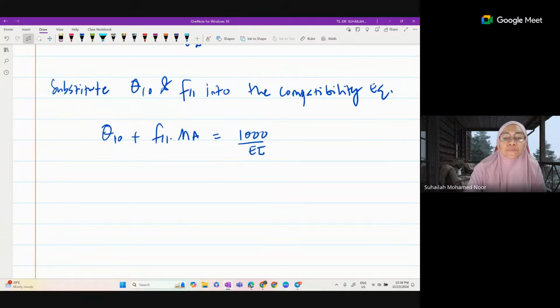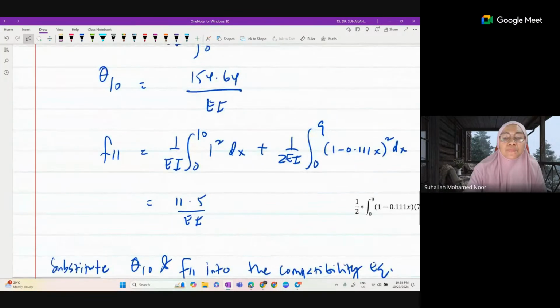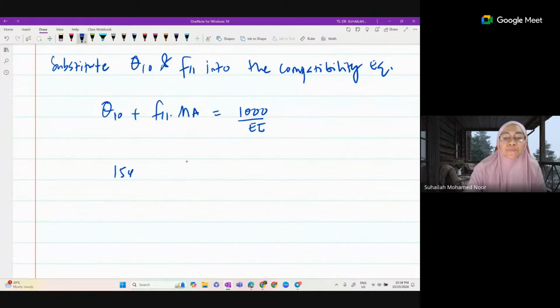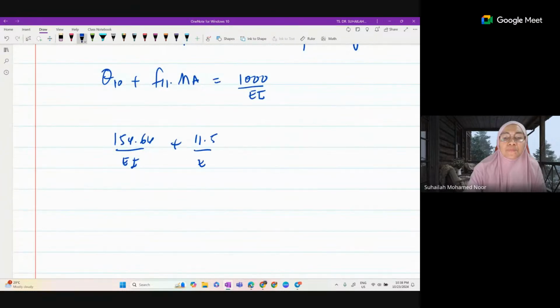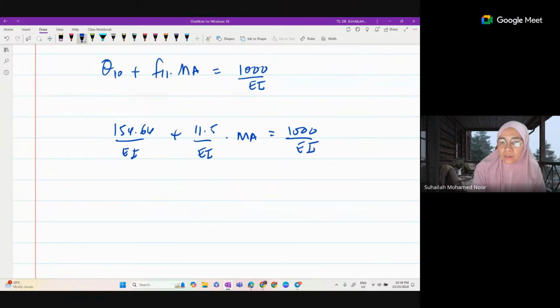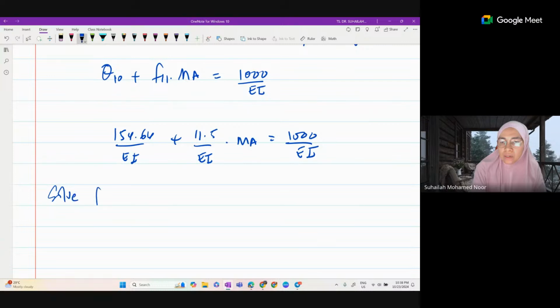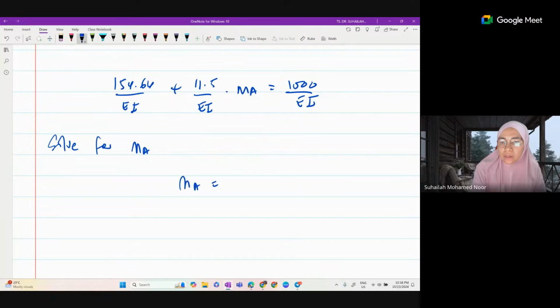Okay, so tadi tu berapa? 154.64 over EI plus 11.5 over EI times MA equals 1000 over EI. So boleh cancel lah. So bila kita solve this, solve for MA. So what we get is MA is equal to 1000 minus 154.64, we divide by 11.5.